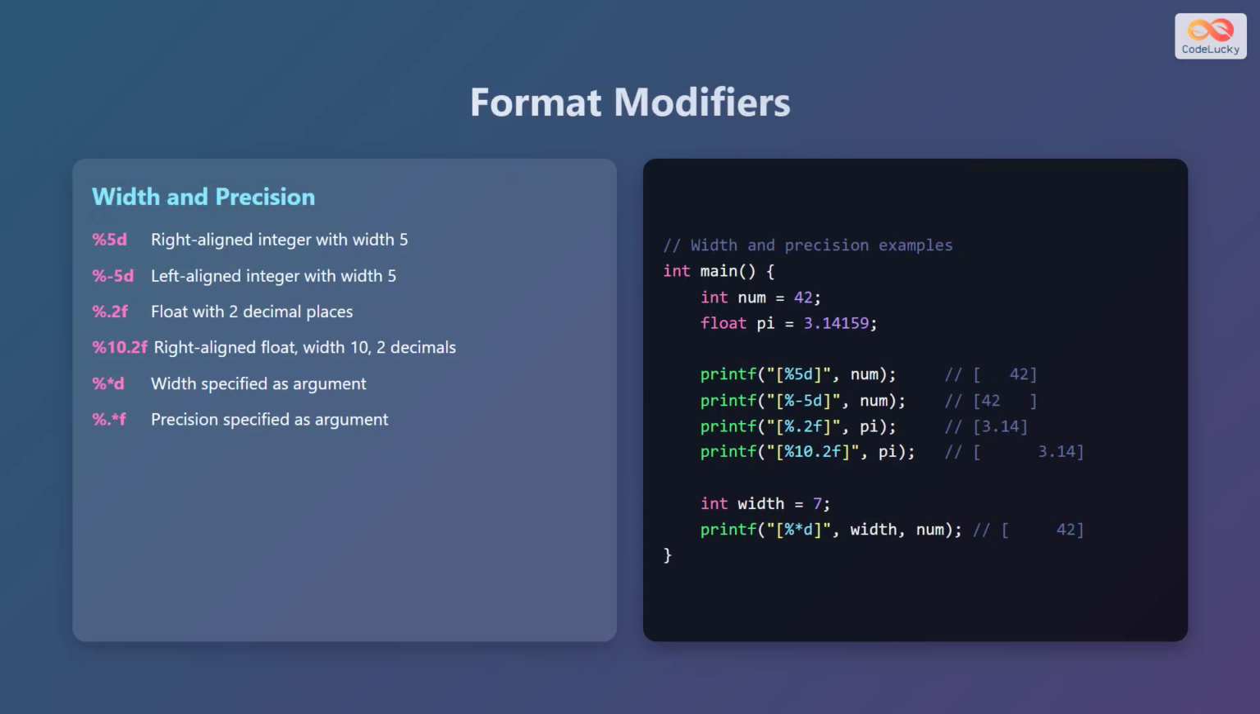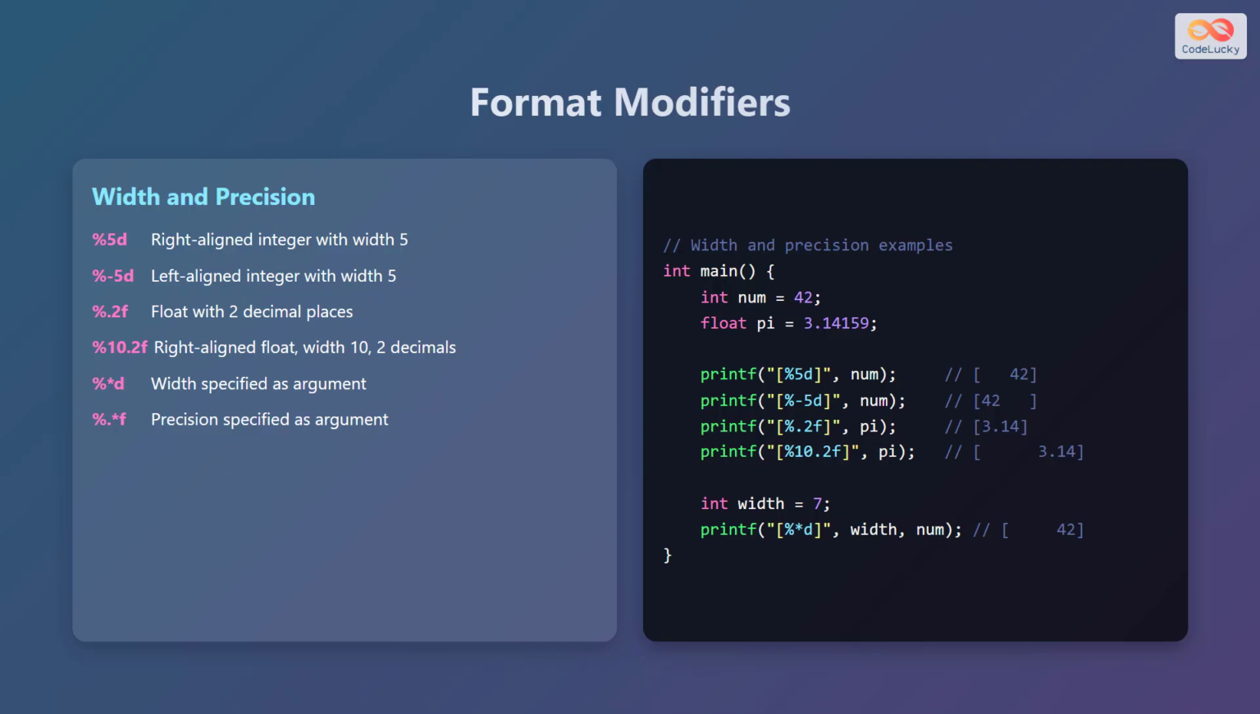Next, we'll dive into format modifiers, specifically focusing on width and precision. %5d is used for a right-aligned integer with a total width of 5 characters. %-5d is for a left-aligned integer with a width of 5. %.2f is for a float with 2 decimal places. %10.2f is a right-aligned float with a total width of 10 and 2 decimal places.